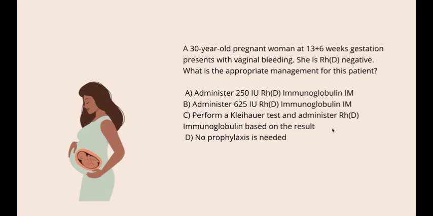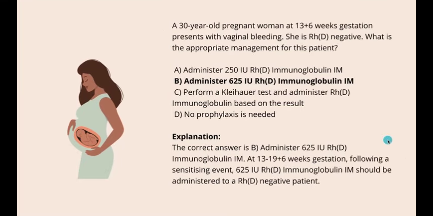Okay, let's go through this question. A 30-year-old pregnant woman is at 13 plus 6 weeks gestation and presents with vaginal bleeding. She's Rhesus D negative. What is the appropriate management for this patient? Pause the video, and when you unpause it, I'll go through the answers. Okay, and the answer for this one is B.